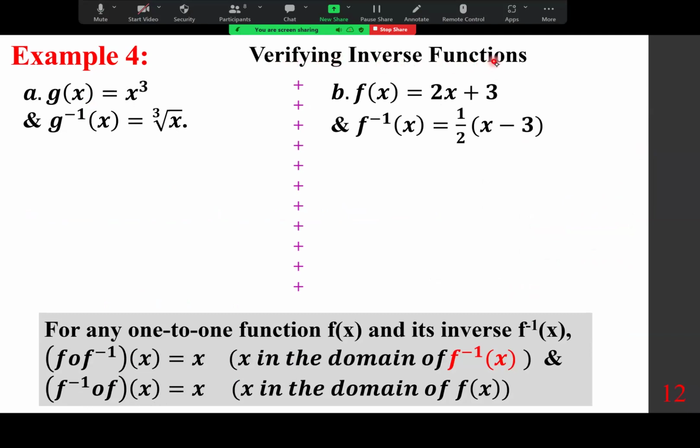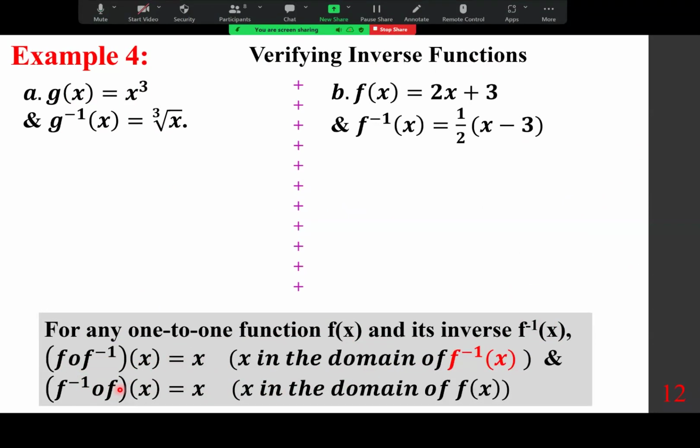Verifying inverse functions, where g of x is x cubed, we want to verify g inverse of x is the cube root of x. For any one-to-one function f of x and its inverse f inverse of x, f of f inverse of x is x, and f inverse of f of x is x, for x in the domain of f inverse, and in this case x in the domain of f of x. So in other words, their composite function must be x.